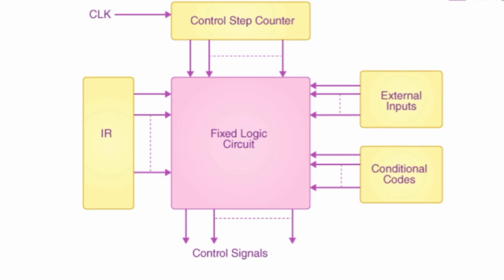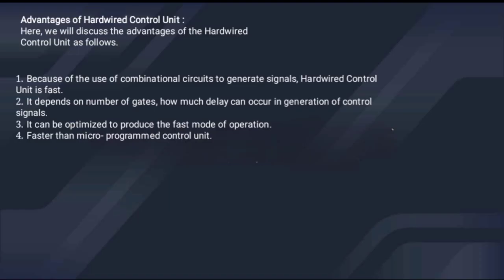which terminates program execution. Next, we are going to discuss the advantages of the hardwired control unit. A hardwired control unit is fast because of the use of combinational circuits to generate signals. It is faster than a microprogrammed control unit. It depends on the number of gates how much delay can occur in generation of control signals. It can be optimized to produce fast modes of operation.